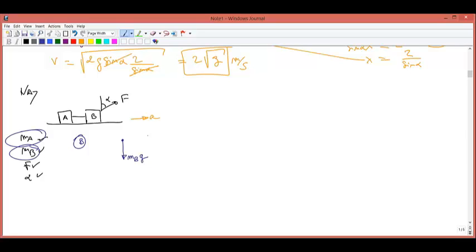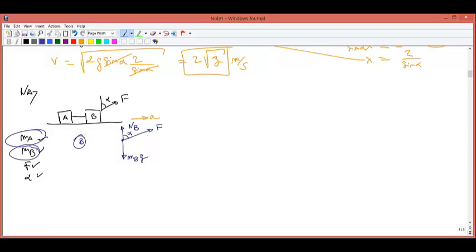B is subjected to its own weight, no problem. It is in contact with the surface, therefore normal force. Let's call it NB because I'm dealing with B. Surface is horizontal, so up. Obviously there's a force F acting on B given to us and defined by angle alpha from the horizontal.